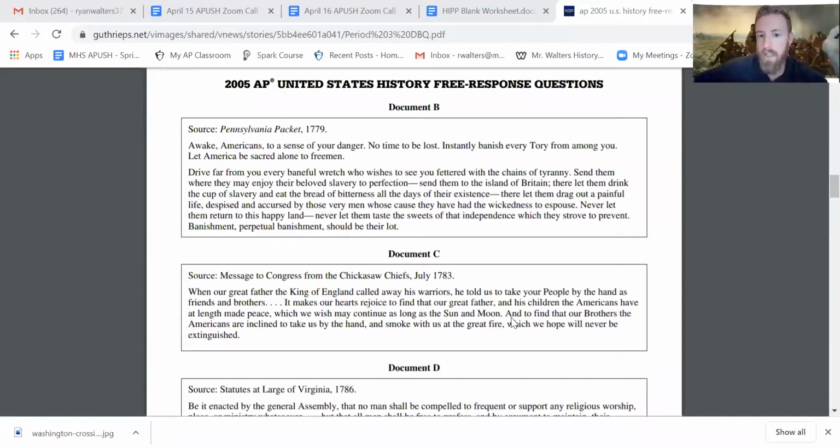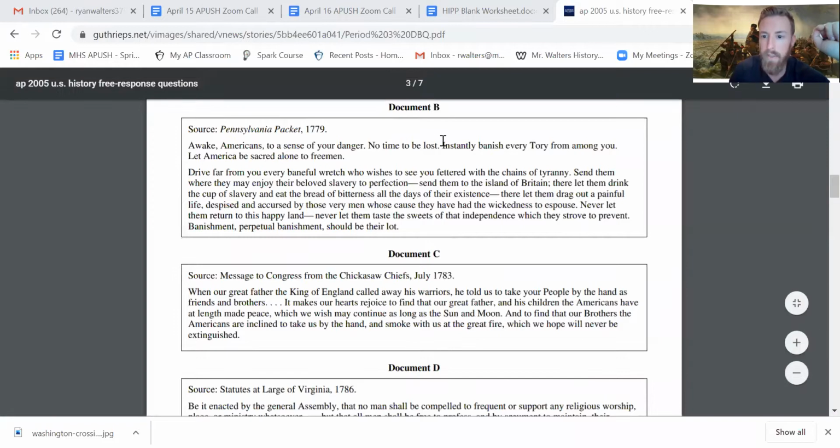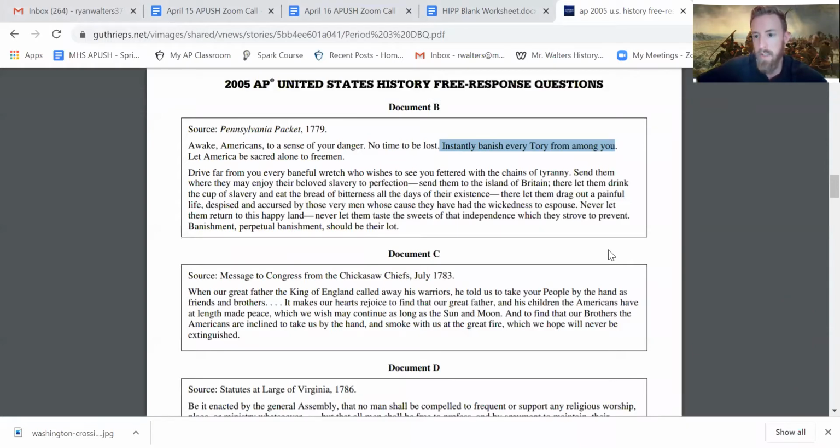Well, point of view is easy, right? Point of view is from someone that is a patriot, a rebel. They are very, very anti-British rule. They want to, quote, banish every Tory from among you. I mean, they want them out. They want them gone. And by the way, a Tory, they're not just talking about British people. They're talking about people that support British people. So they want them out. So point of view is easy to pick up, right?